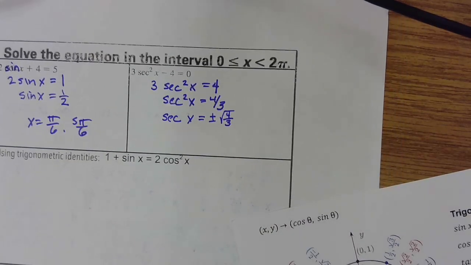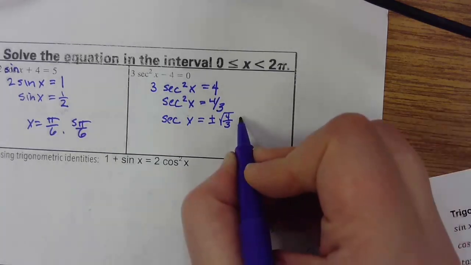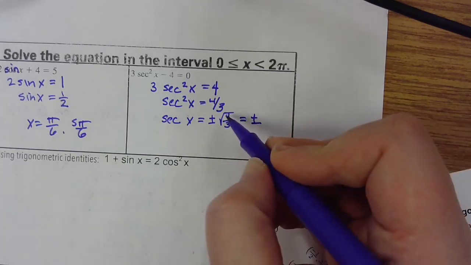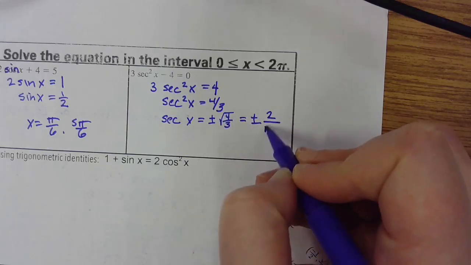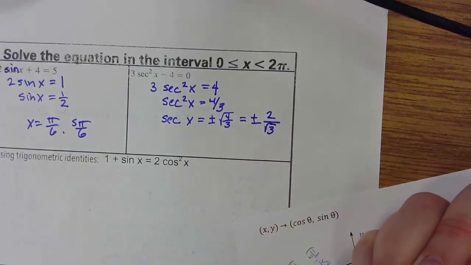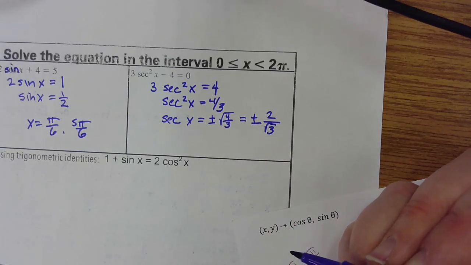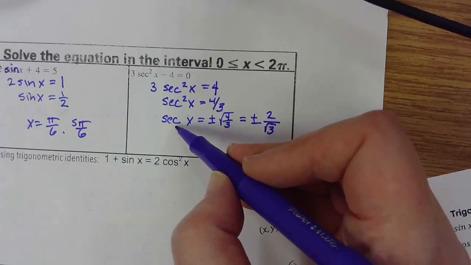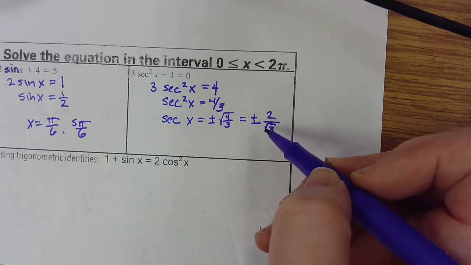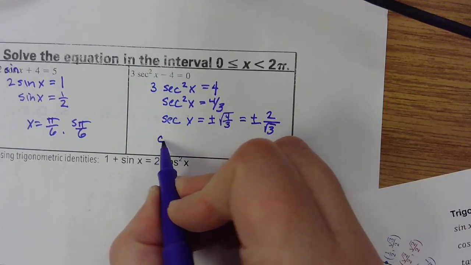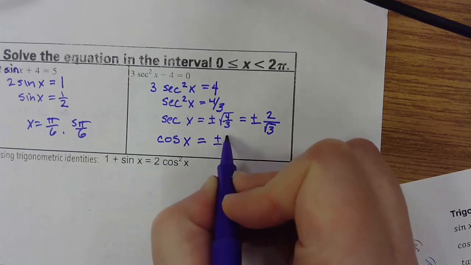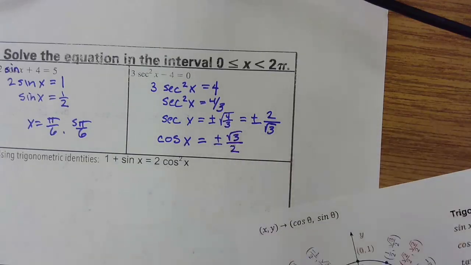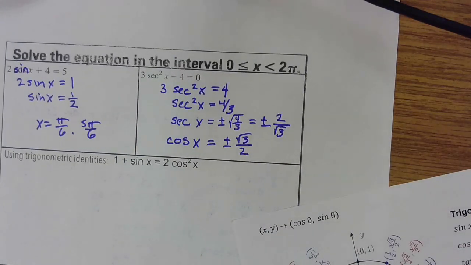Now, at this point, you don't have to, but the square root of 4 is 2. Square root of 3, obviously irrational, so I'm just going to leave it here. Now, this would mean then the secant is 2 over the square root of 3. That would mean the cosine is the reciprocal of the secant. So the cosine, where is that positive or negative square root of 3 over 2?